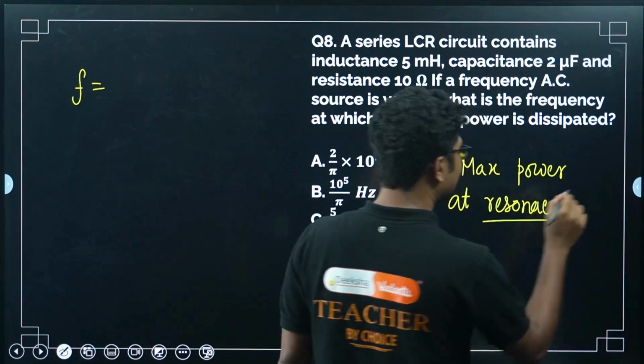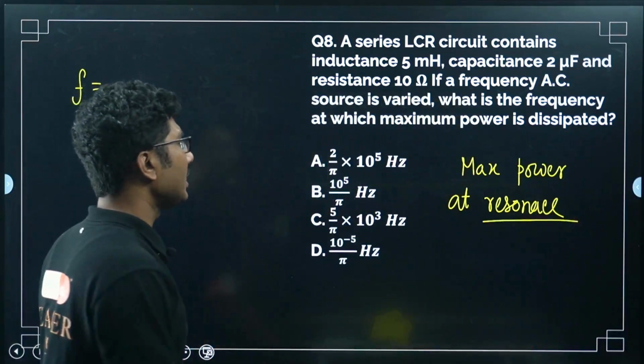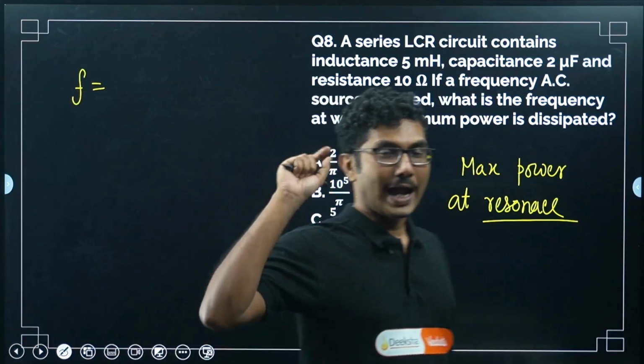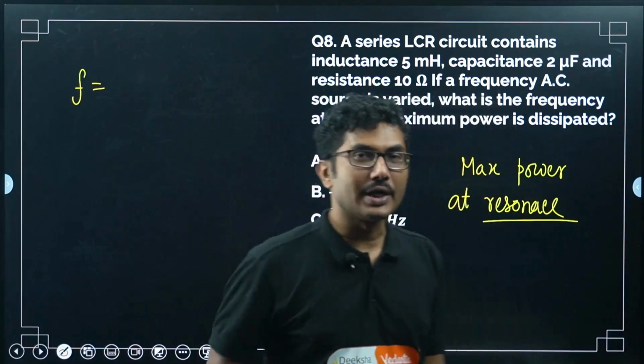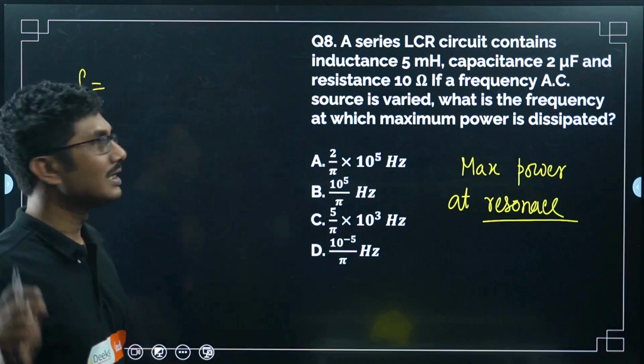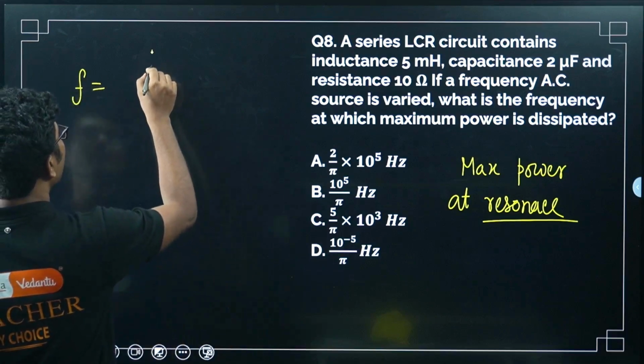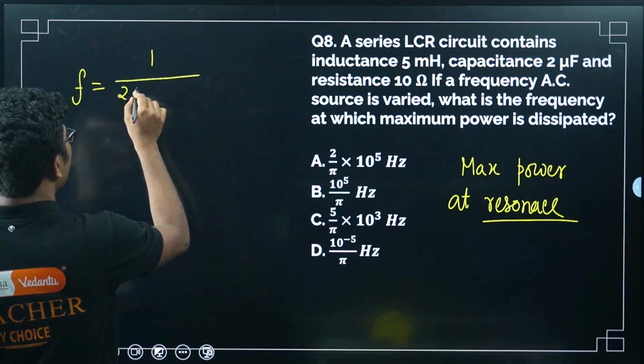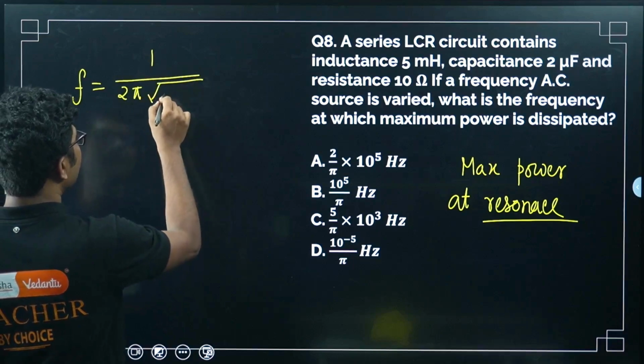So now you can understand that resonance is the most important concept from this chapter. At least one question every year comes from resonance, so make sure you are well familiar with it. Q factor is not there, only resonance frequency is there.